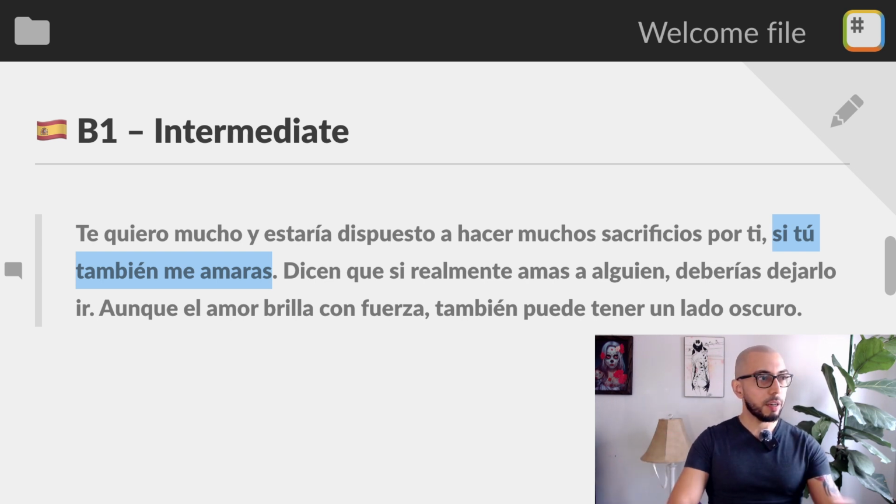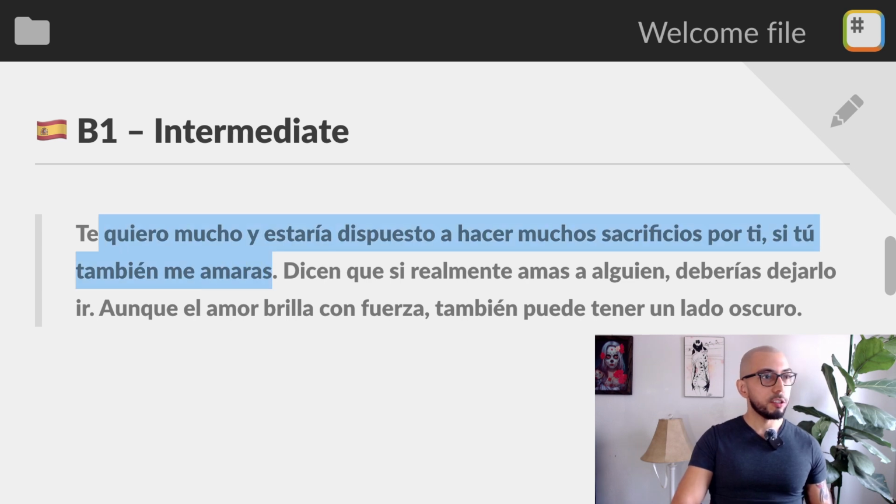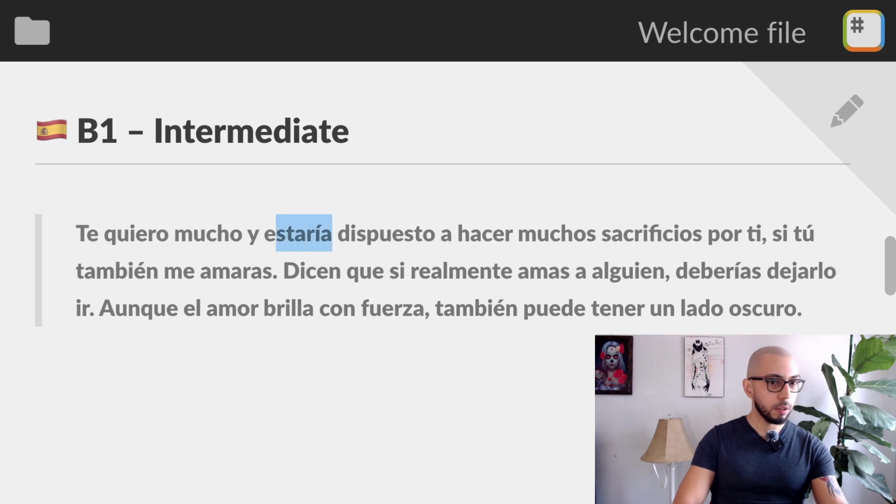So here it breaks the formula a little bit. Or no, it doesn't. Pardon me. This is a perfect example. So this is all one sentence. Yeah, this is a perfect example. This is all one sentence, and here we see the conditional form, right?